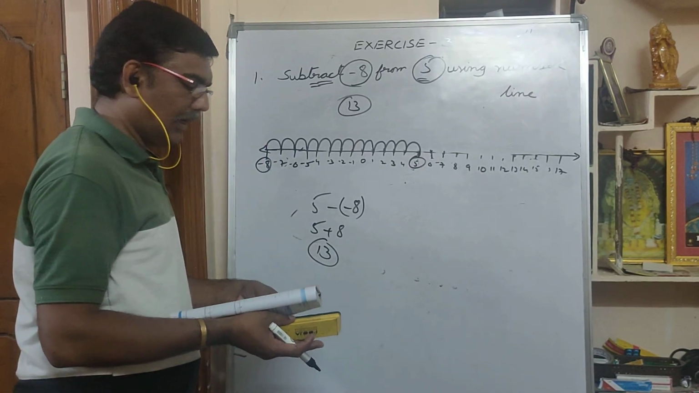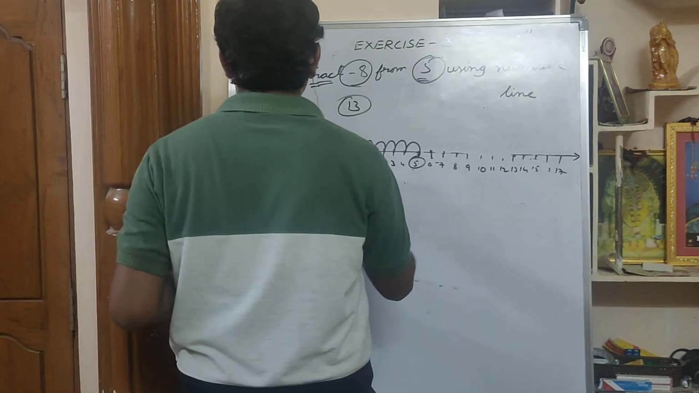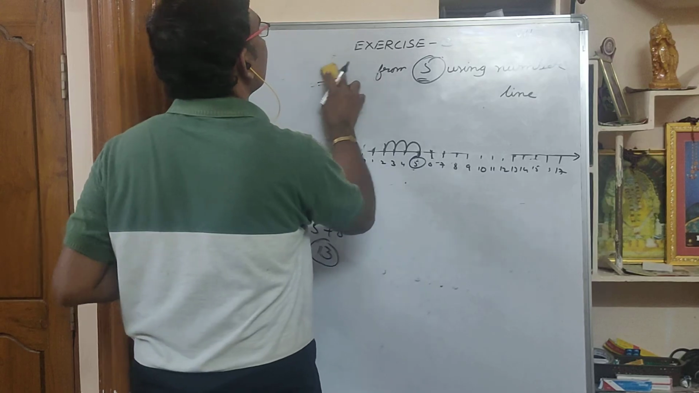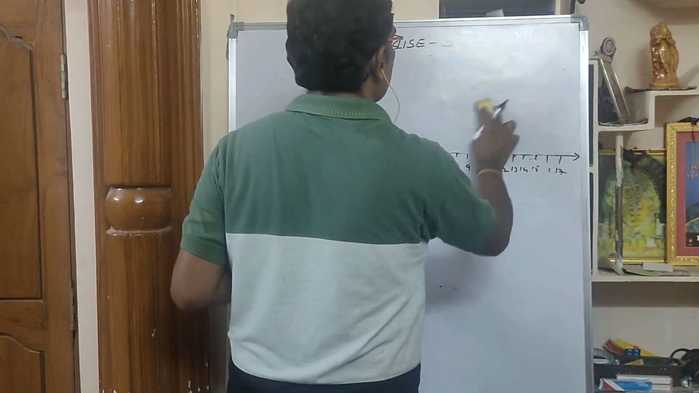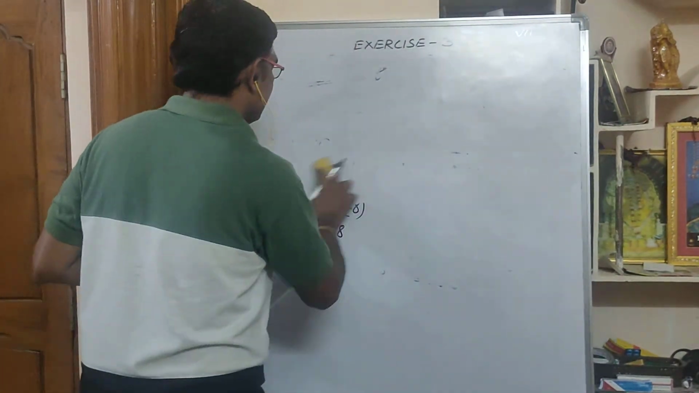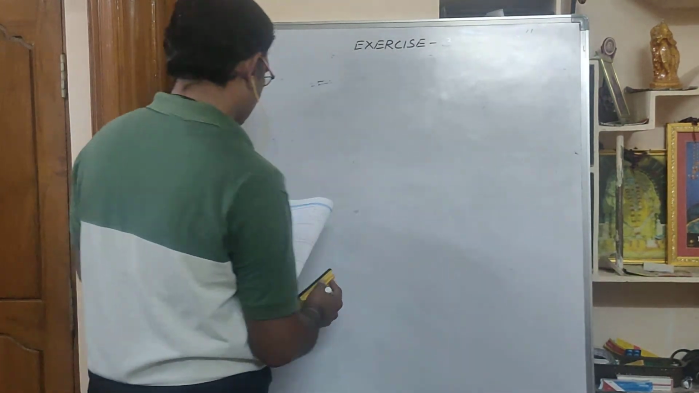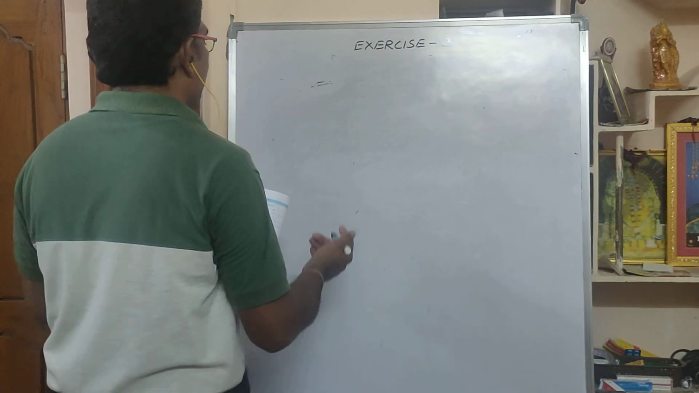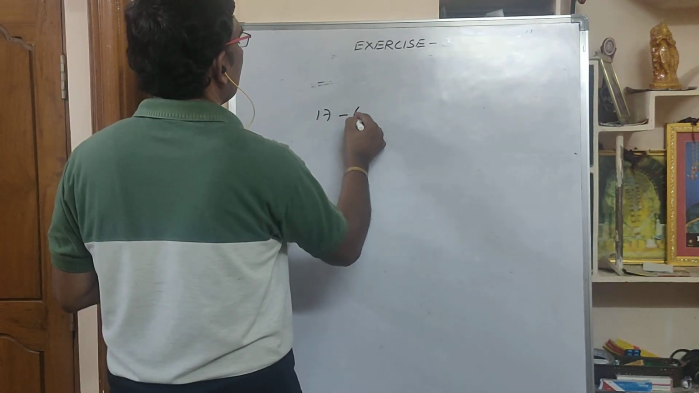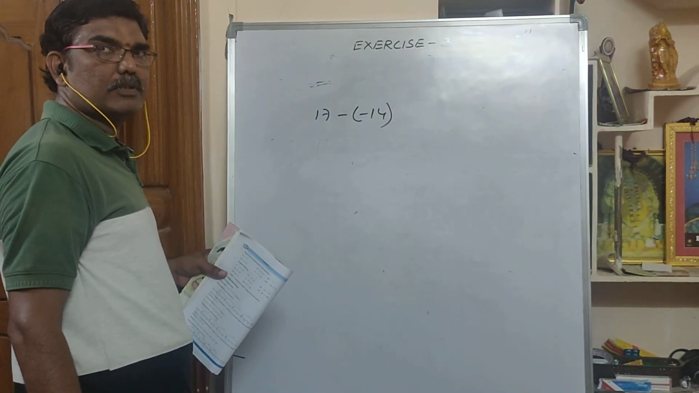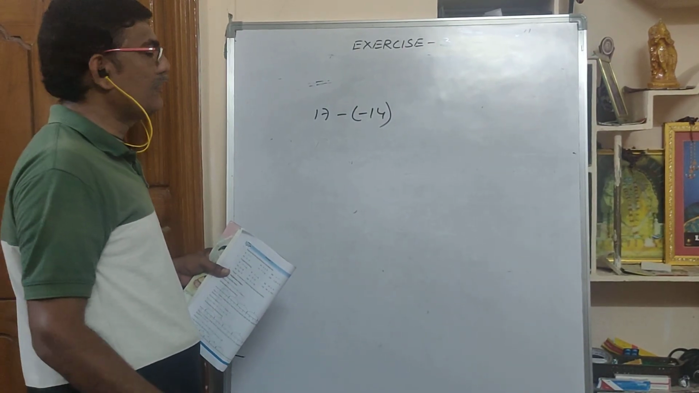Okay. Now the remaining, how we have to do? The first problem is completed. Next, the second problem in exercise 3 only. How we should do it, we'll see. Compute 17 minus of minus 14. Compute 17 minus of minus 14.